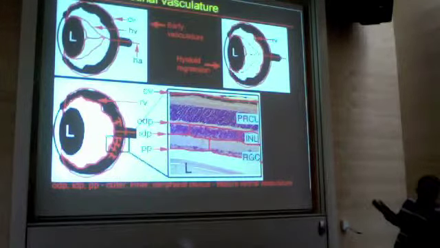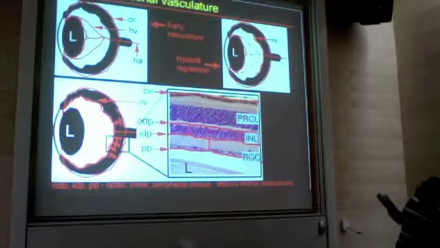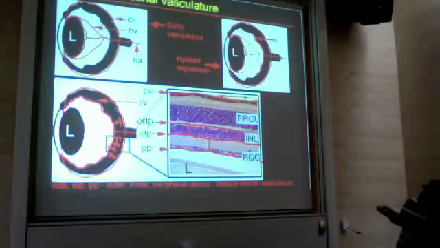As the eye develops further, you can see that the hyaloidal vasculature regresses by a process called hyaloidal regression and is replaced by retinal vasculature. And the mature retina is characterized by choroid vasculature and retinal vasculature. Retinal vasculature again invades into the retina to form the inner deeper plexus and outer deeper plexus.